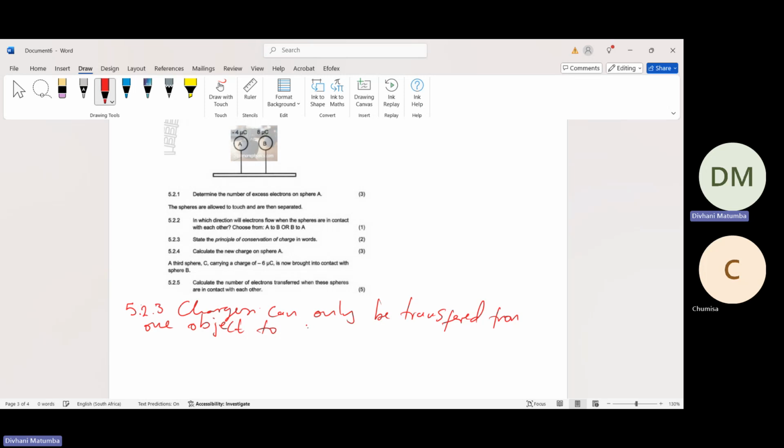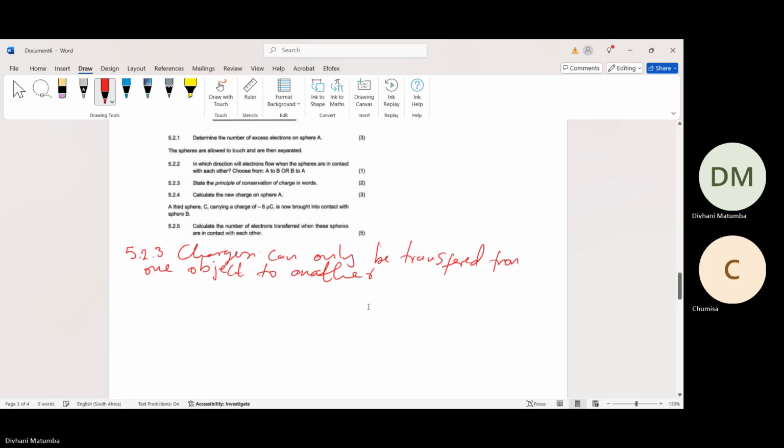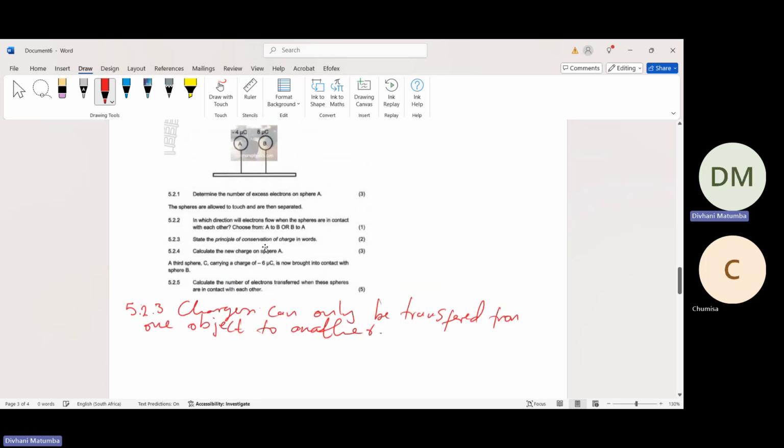The other one says in an isolated system, the amount of charges is conserved, and that's it. The amount of charges is conserved in an isolated system. But the one that you gave is also very nice. Okay.